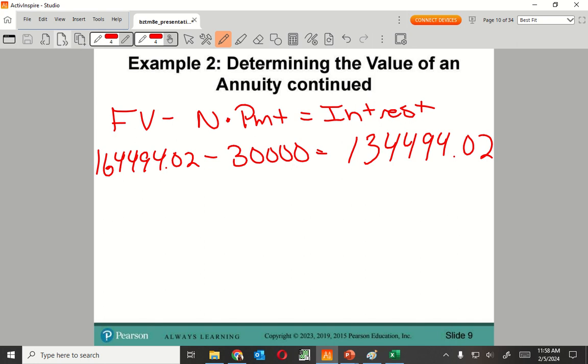All right, so is that a lot of money? I put in 30,000 and I made over 100,000. Is that pretty good? Yeah. Investments are good.